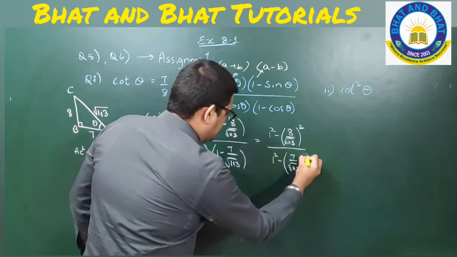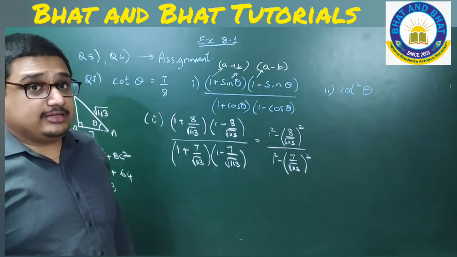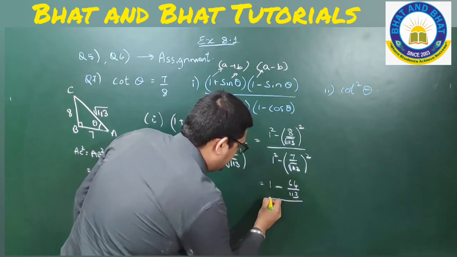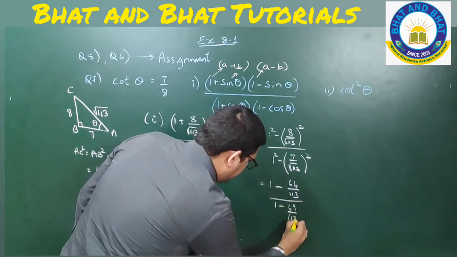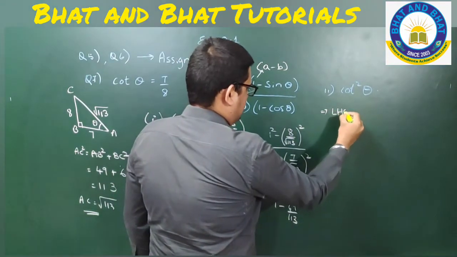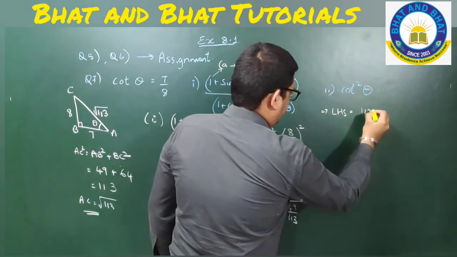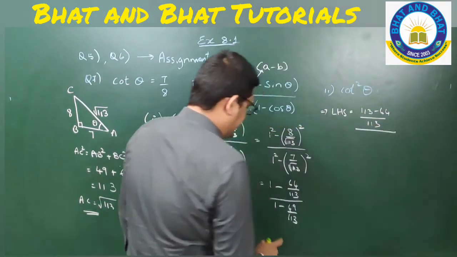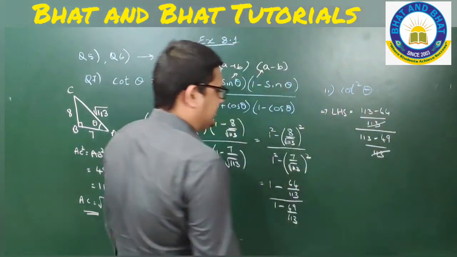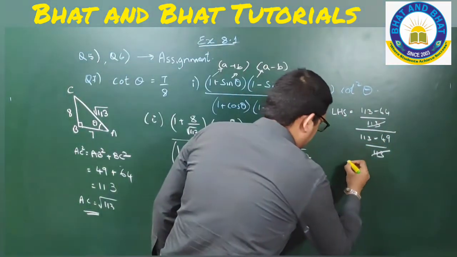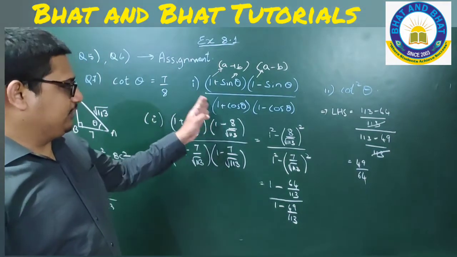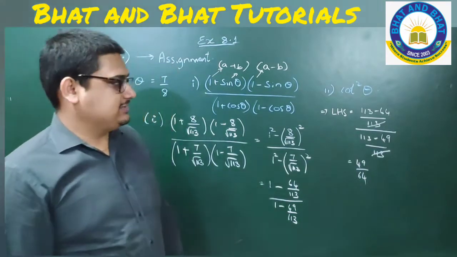I hope this is very clear. Students, you must not have any issues with identifying the algebraic identities that you have studied. This further leads to 1 minus 64 divided by 113, whole divided by 1 minus 49 divided by 113. If I take the LCM, what do I get? LHS is equal to (113 minus 64) by 113, whole divided by (113 minus 49) by 113. You can observe these two will get cancelled. 113 minus 64 is 49. 113 minus 49 is 64. So the answer to my first question is 49 divided by 64.